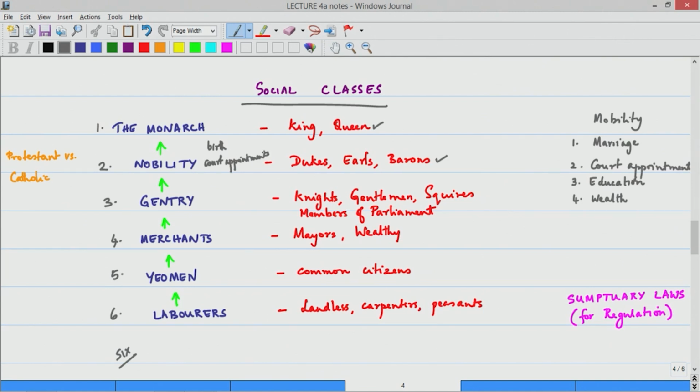Thirdly, the gentry comprised of the knights, gentlemen, squires. They were also the ones who got to sit as the members of the parliament. Then there were merchants who were people who had begun to amass a lot of wealth through the new kinds of trades which were emerging.